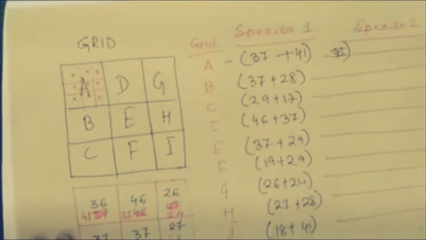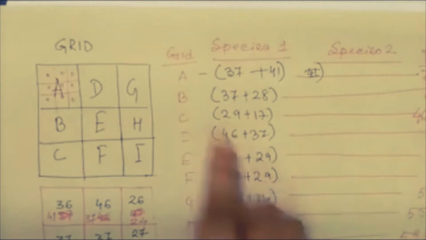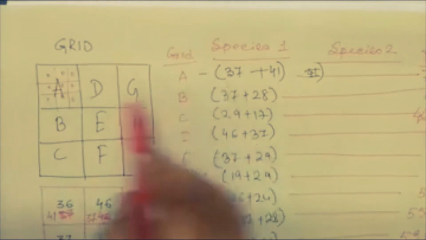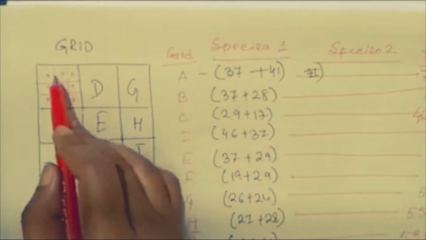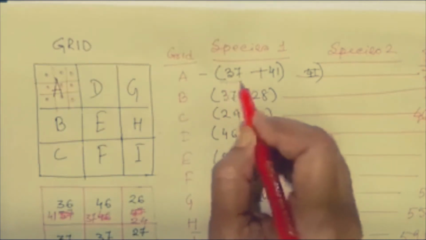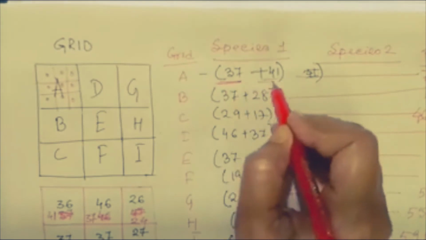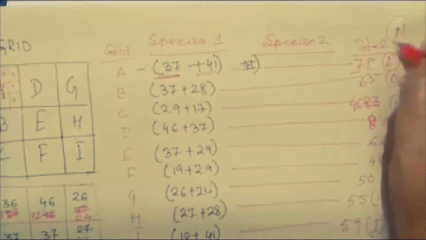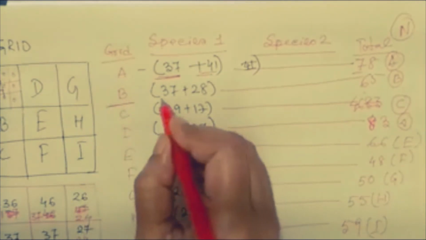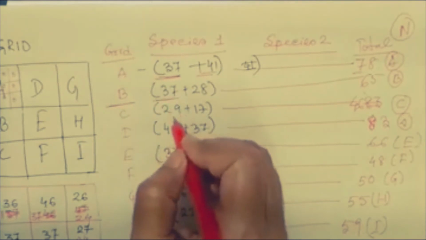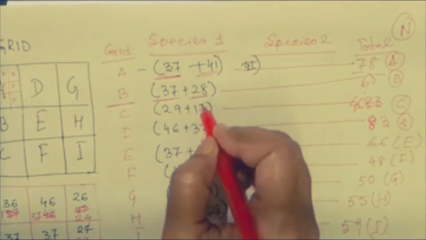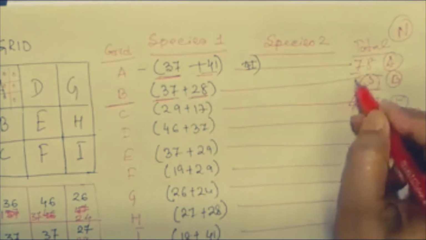We have to prepare a table to identify these: the grids A, B, C, D, and so on. Grid A contains the total number of sal and the total number of Polish. This is species number 1, this is species number 2, and the overall species number is 78. For grid number 2, 37 is species number 1, and 28 is species number 2, and the overall number is 68.